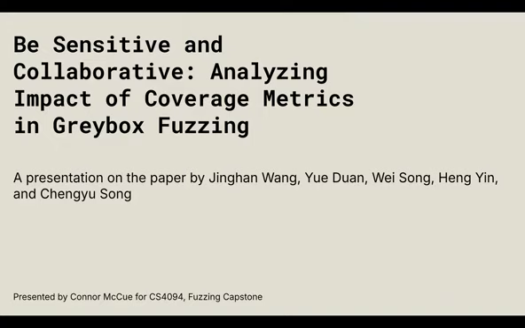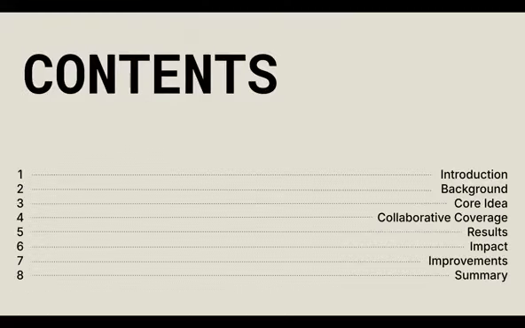Hi, my name is Connor McHugh, and today I'm going to be talking about a research paper titled Be Sensitive and Collaborative: Analyzing the Impact of Coverage Metrics in Greybox Fuzzing. This is a presentation on the paper by multiple different authors, and it's presented by myself for CS 4094 at Virginia Tech for the Fuzzing capstone.